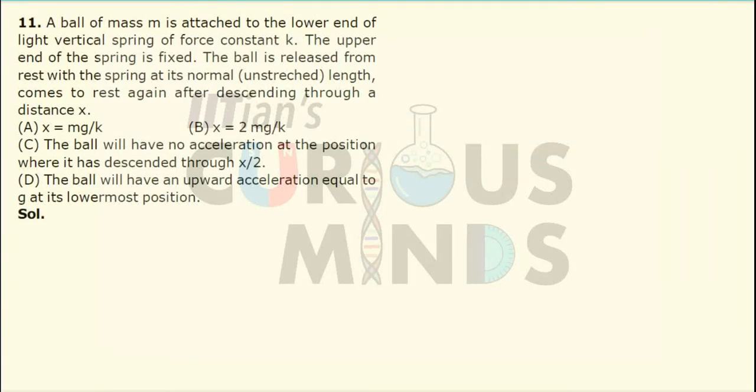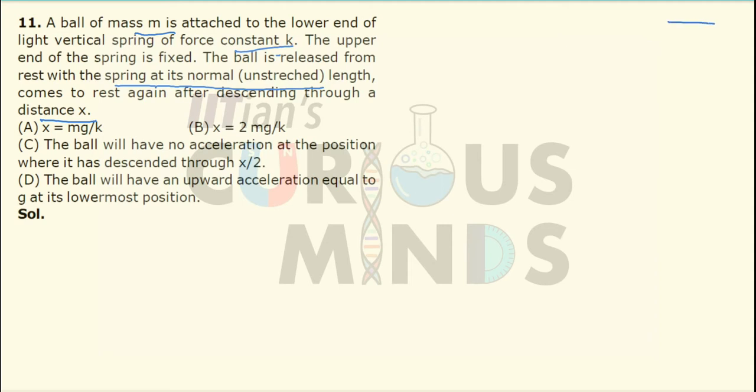A ball of mass m is attached to the lower end of a spring which is held vertical with a spring constant k. The upper end of the spring is fixed. The ball is released from rest with the spring in its normal position. It comes to rest again after descending through a distance x. So we have to calculate the various values over here.